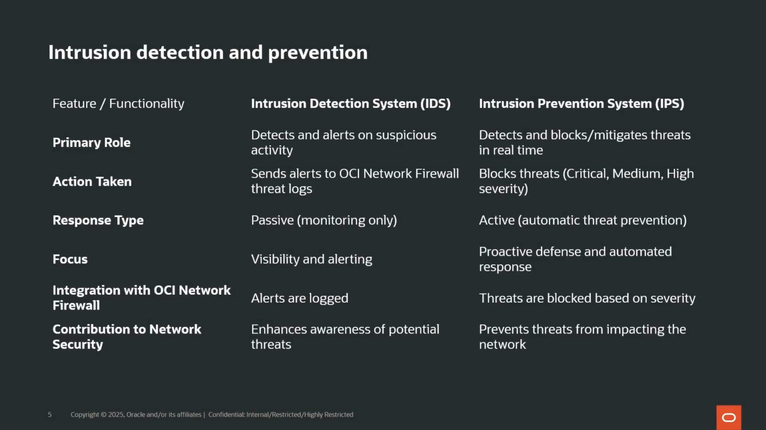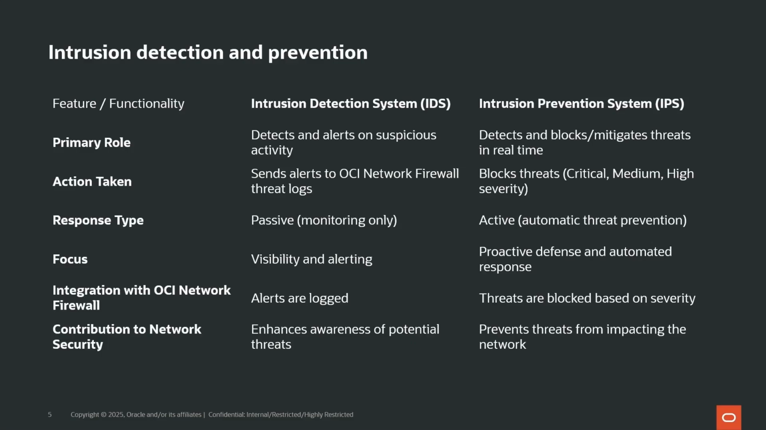policy rule actions. IDS monitors network traffic and analyzes it for suspicious patterns or known threats, generating alerts when potential intrusions are detected. However, it does not take action to stop the threat. An IPS system not only detects suspicious activity but also actively blocks or mitigates threats in real time, preventing them from causing harm to the network. While IDS focuses on visibility and alerting, IPS emphasizes proactive defense and automated response. Together, they enhance the firewall's ability to safeguard the network.